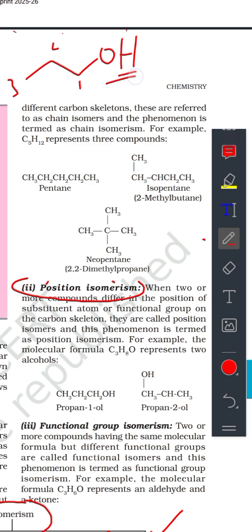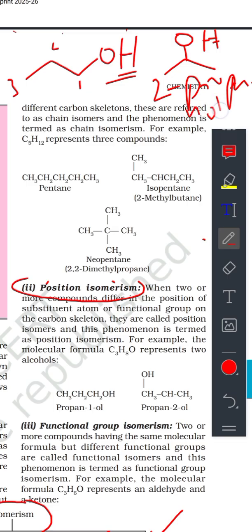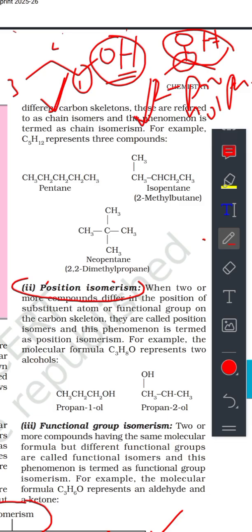And this hydroxy group, alcohol group, if I write it at the second position, this is called 2-propanol. So this is 1-propanol, this is 2-propanol. Another name is propan-1-ol, propan-2-ol. The hydroxy group is at the first carbon, and at the second carbon. That means the position is different, but they have the same molecular formula.